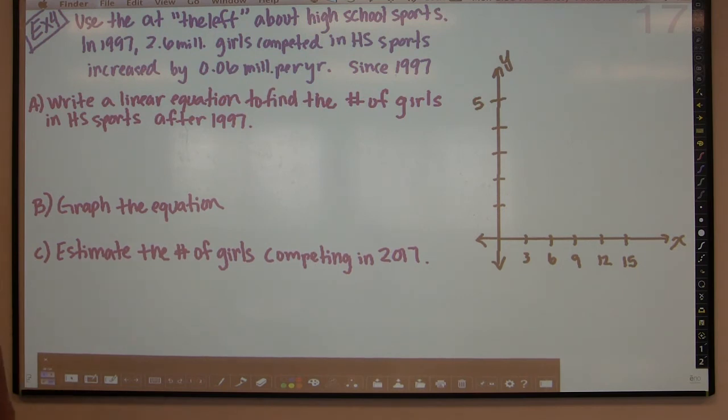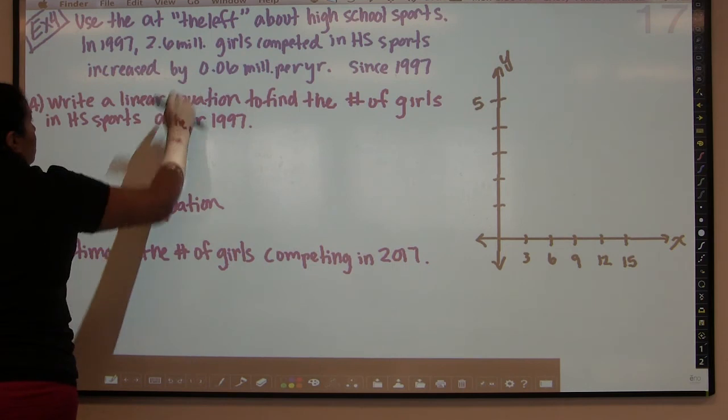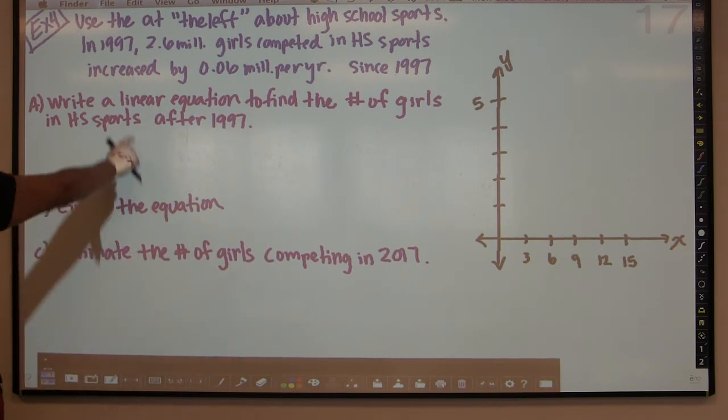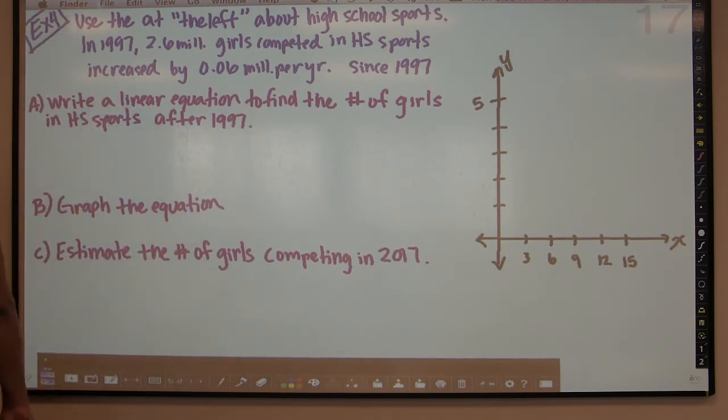It basically says that in 1997, about 2.6 million girls competed in high school sports. So that's why I wrote here, 2.6 million girls competed in high school sports. The number of girls competing in high school sports has increased by an average of 0.06 million per year since 1997. That's pretty much the information that was given.